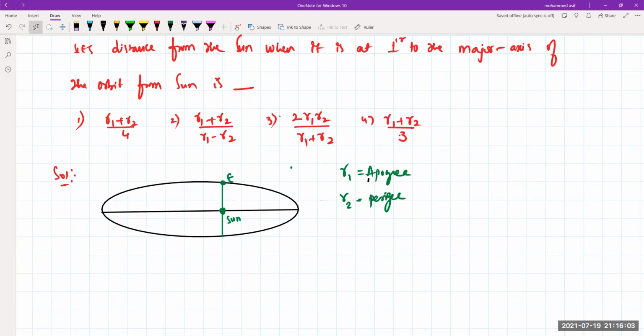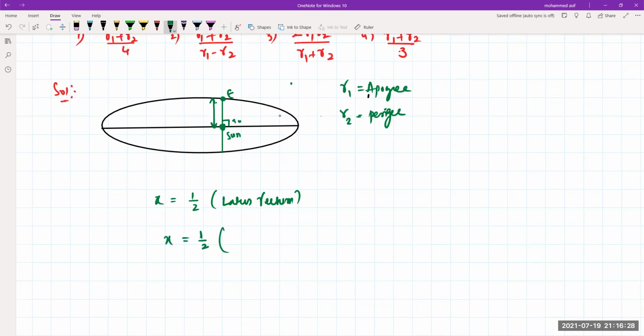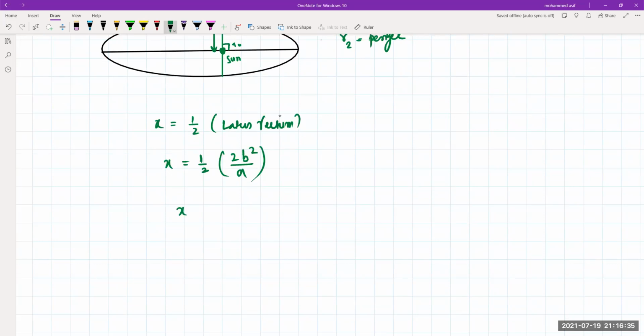Now tell me what will be the relation for this one, beta? This one is exactly perpendicular to this one. So the distance between these two is how much? I'm talking about the relation for the ellipse. X will be equal to half into the latus rectum. So latus rectum will be equal to 2 B square divided by A. So X value will be equal to B square divided by A.